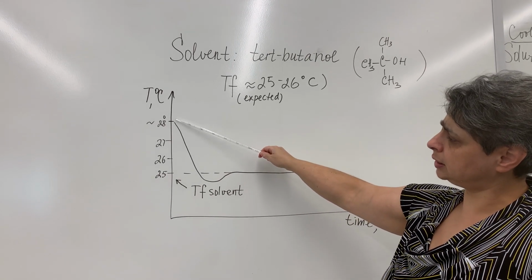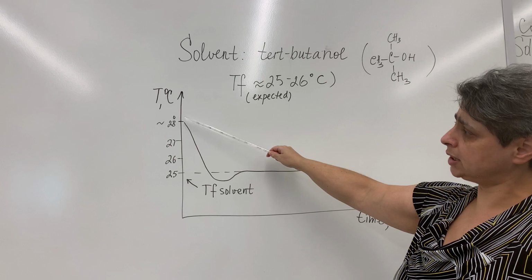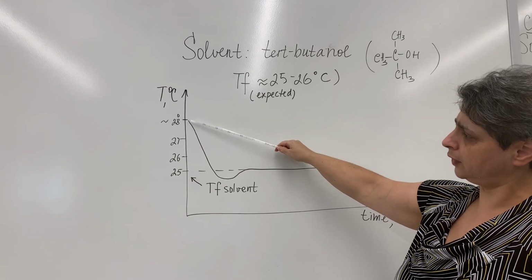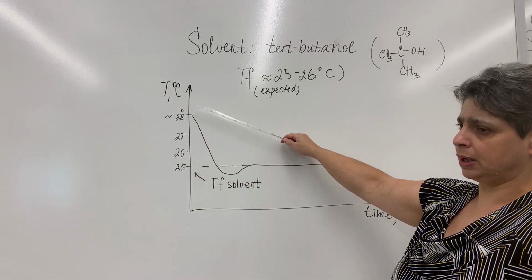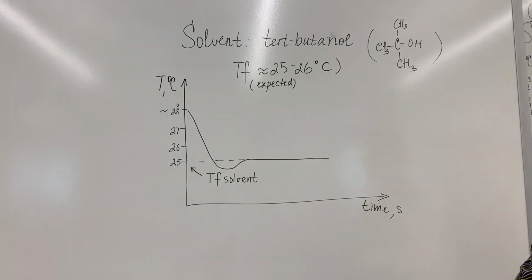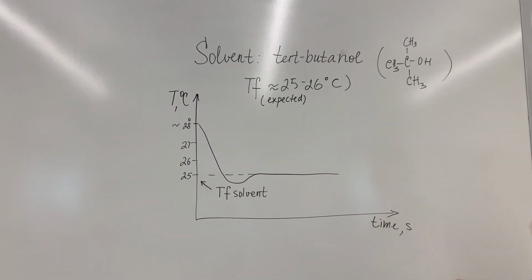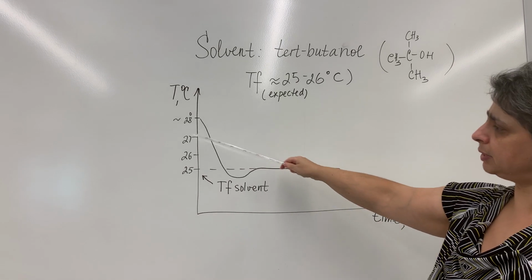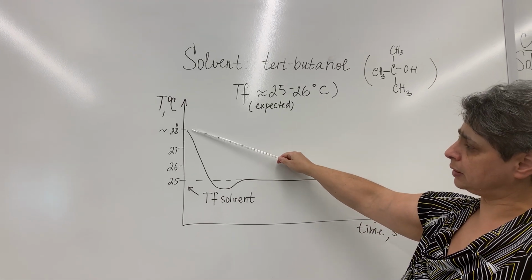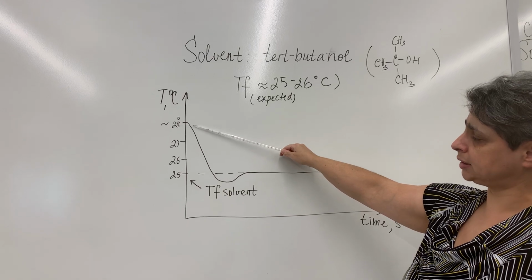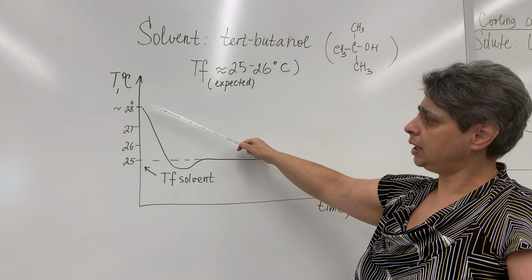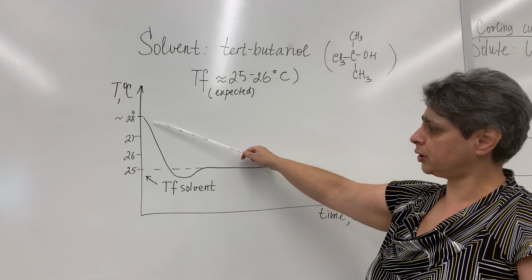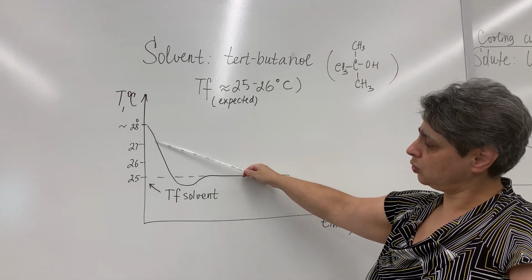We usually start cooling right around 28 degrees. We want to make sure we're high enough not to miss the actual freezing point. So we start high, we put the test tube in warm water a little bit so its temperature rises a little bit. And then at around 28 degrees, we place the test tube with our pure solvent, with our tert-butanol, into the ice water bath, and we begin cooling.